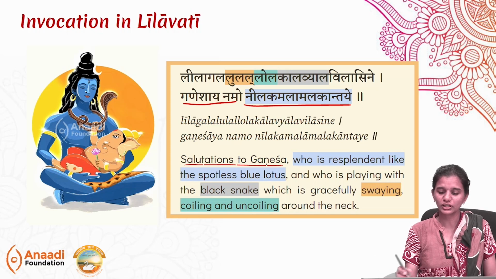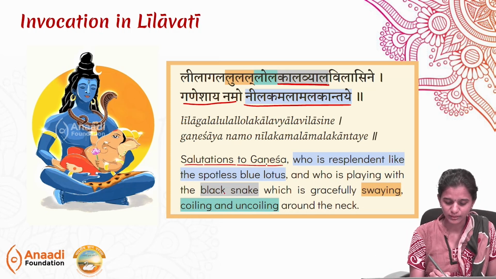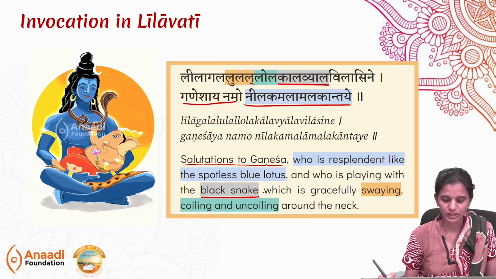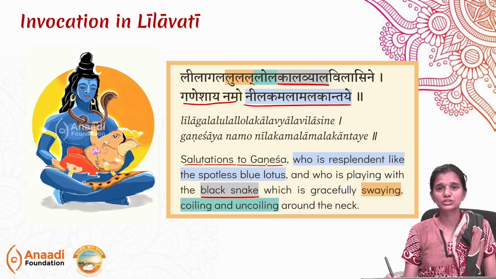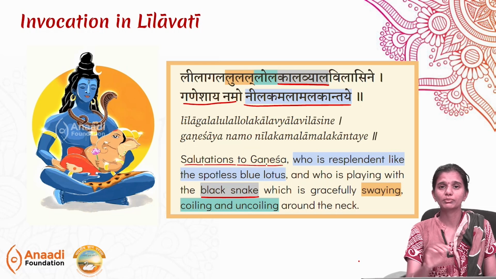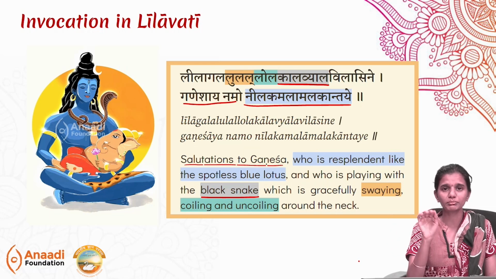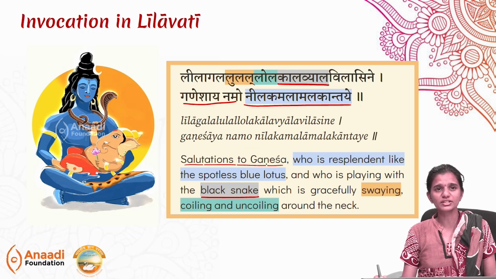What is he doing? He is playing with the Kala Vyala, that is the black snake. And the snake is swaying, that is Lulat. Lulat is the motion of sideways. Lolat is front and back. This verse gives us a sample of the rich imagination and rich poetry in the work of Bhaskaracharya. This is almost like a tongue twister. All verses in Leelavati are very enjoyable like this.